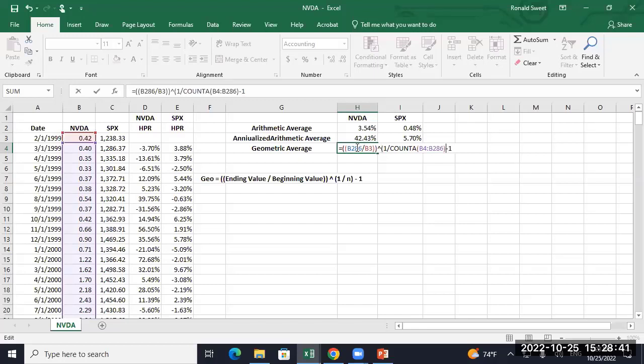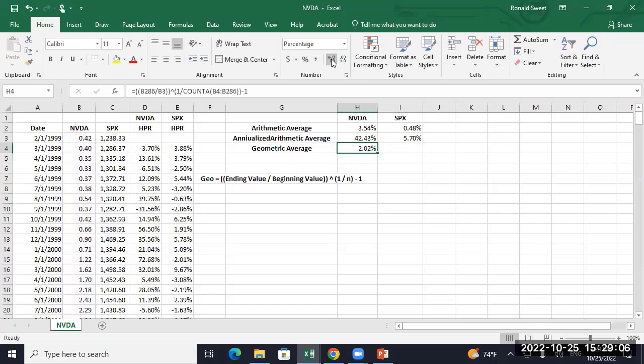Yeah, Bill Gates doesn't understand geometric numbers. So you notice the minus 1 has to be after the entire formula. So you take ending divided by beginning, 1 over the count, and that whole thing is minus 1. Now we know it has to be less than what? It has to be less than 354. So if I get 4 something, I made a mistake. And what do I get? I get 2.02. Is that correct? We'll check it here in a second.